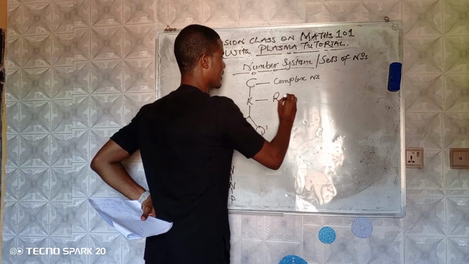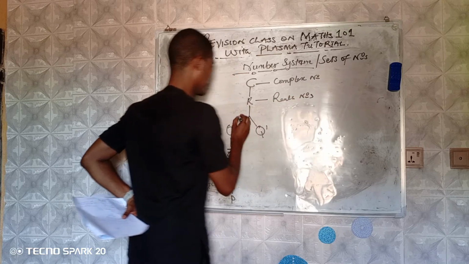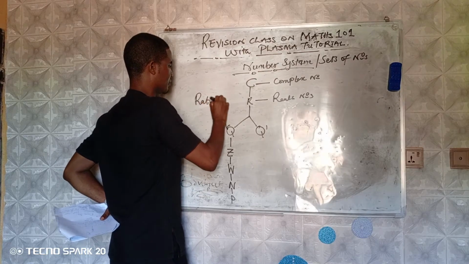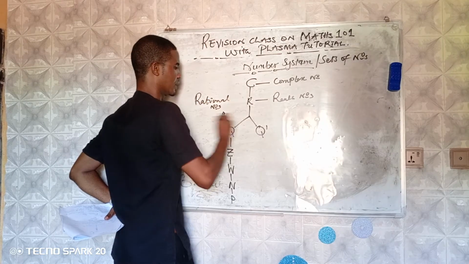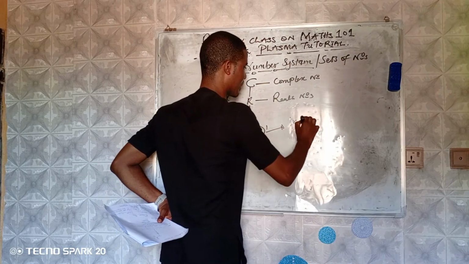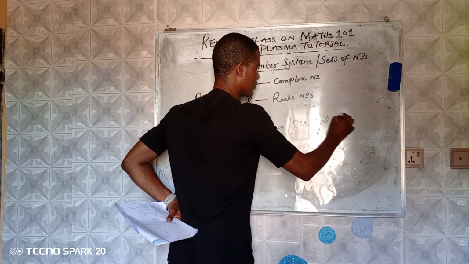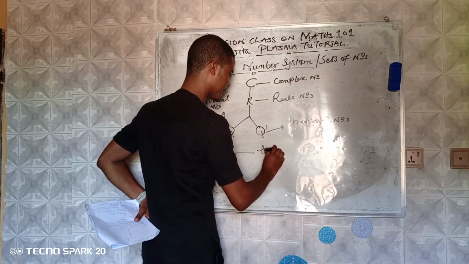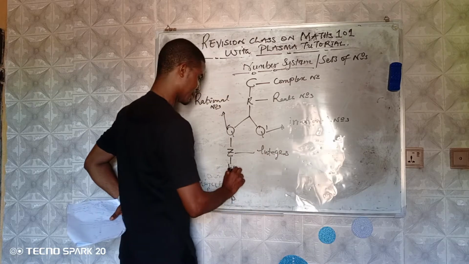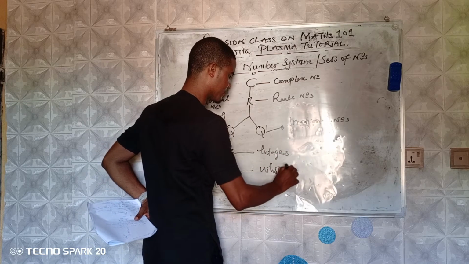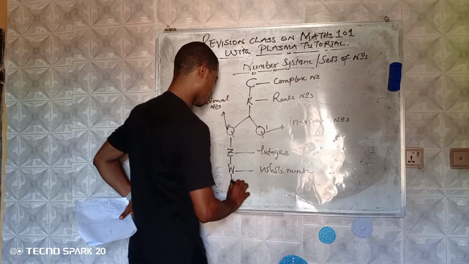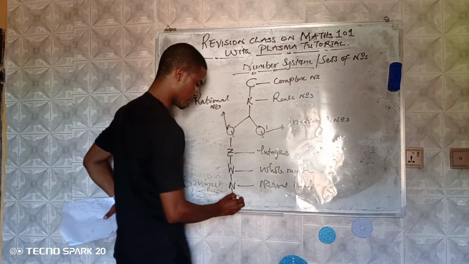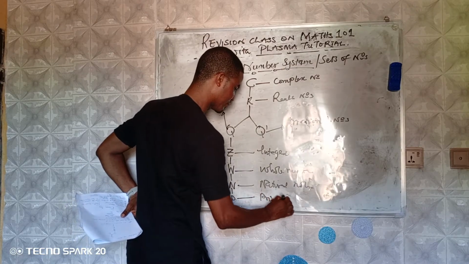This one is called real numbers. These ones are called rational numbers. This one is called irrational numbers. This one is called integers. This one is called whole numbers. This one is called natural numbers, while this one is called prime numbers.